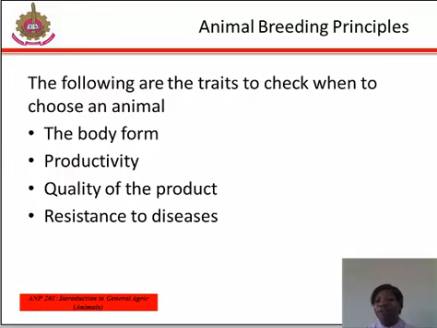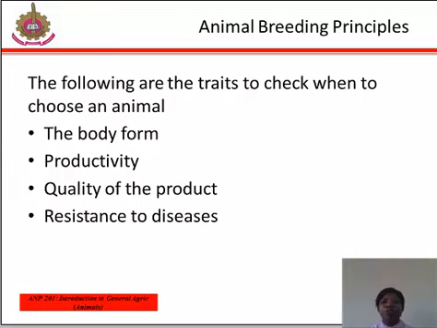The first one is the body form. It is an important factor in selecting improved varieties of animals. So a certain body form in cattle and broilers will have a high yield market value. So they yield delicious mutton if they are well built in body form.